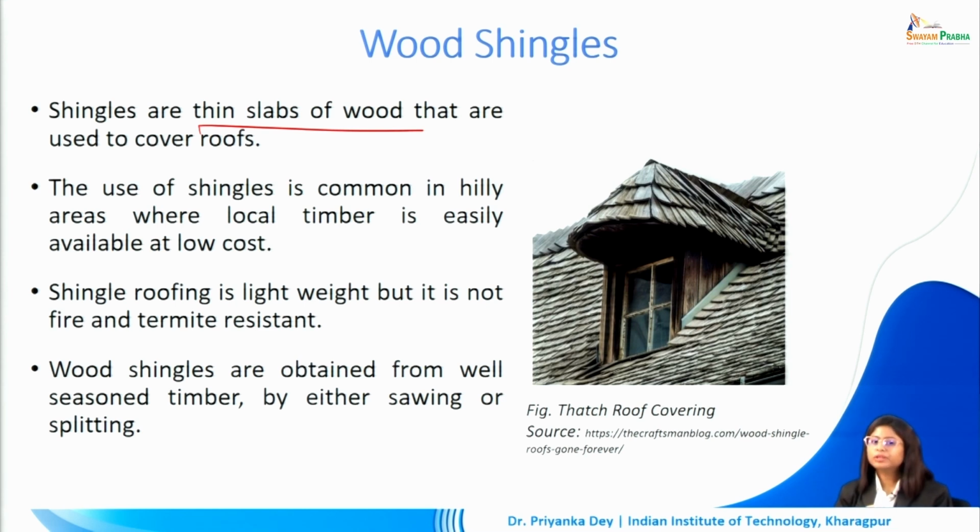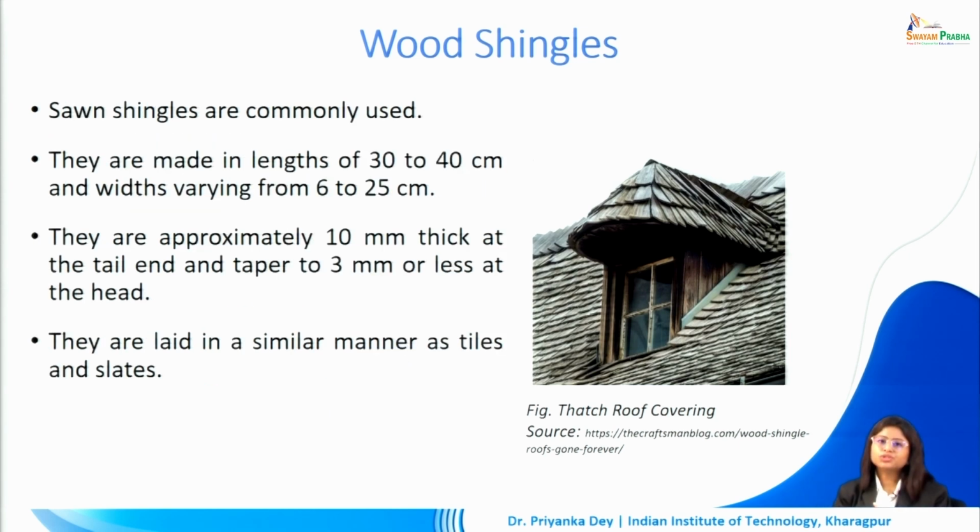Now shingle roofing is very lightweight, but this is not fire or termite resistant. Now wooden shingles are obtained from well seasoned wood because we want to of course increase the durability of our roof covering, and sawing or splitting is used to make them into very thin sections which can be easily placed, as you can see in the figure. Now sawn shingles are commonly used. Now they are made in lengths of about 30 to 40 centimeter.